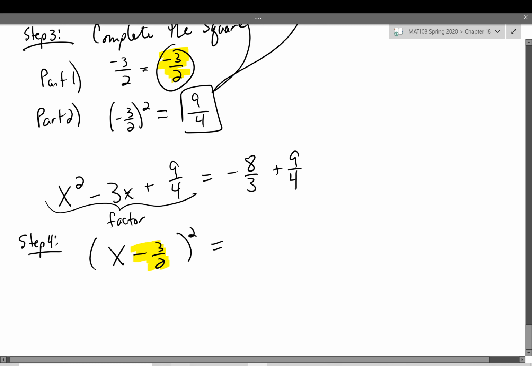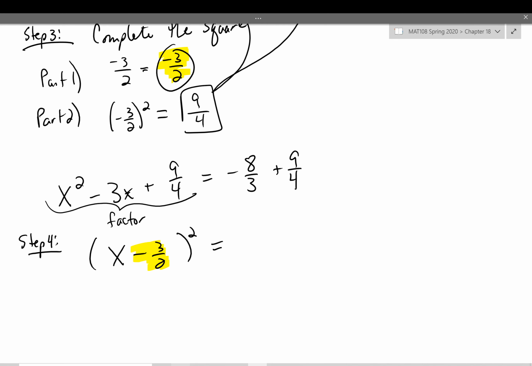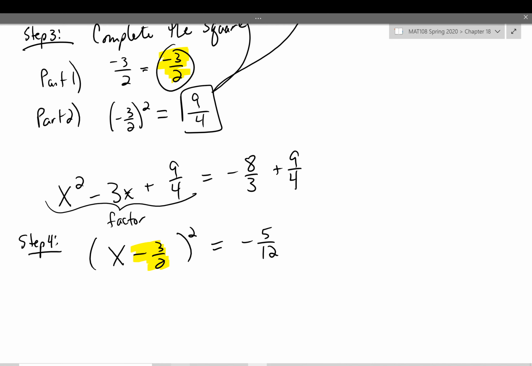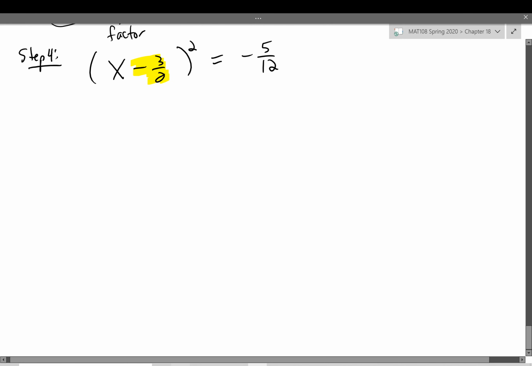So negative 8 over 3 plus 9 over 4 is going to give me negative 5 over 12. Okay? Now, I can already see I have a negative on the right-hand side. I know I'm going to get imaginary numbers here for an answer. All right? So, step 5, and this is the last step. Let's just solve this.